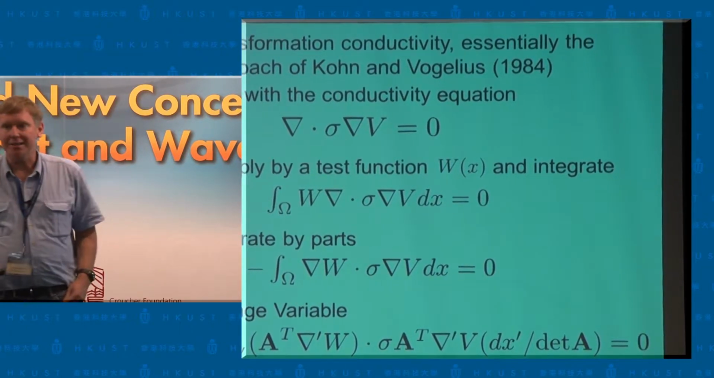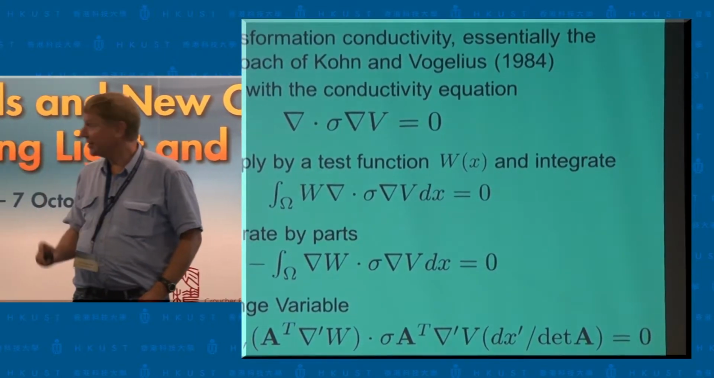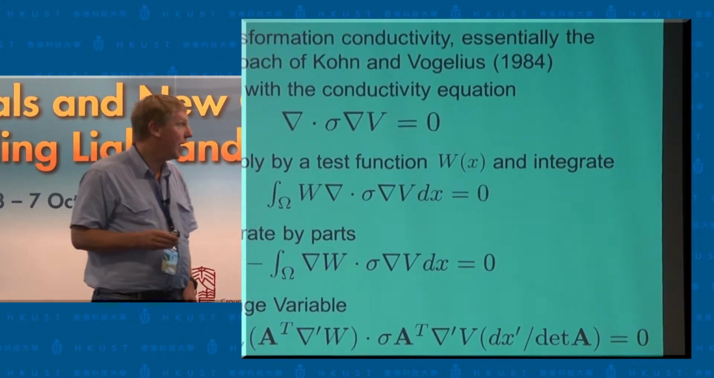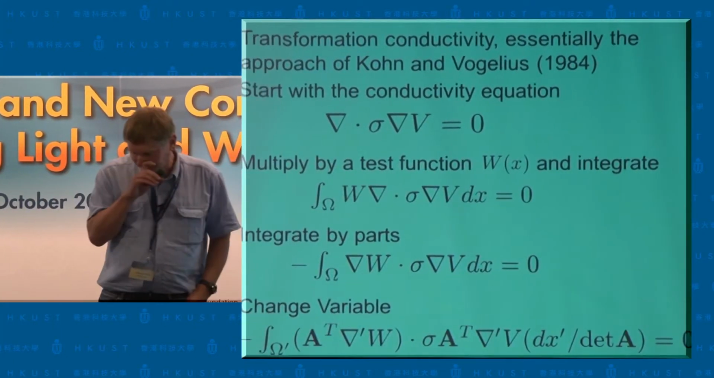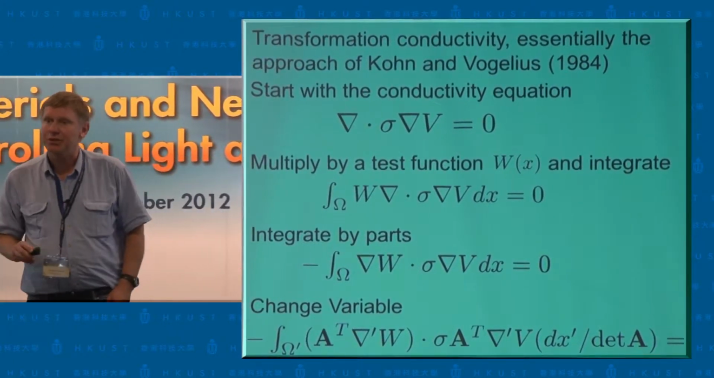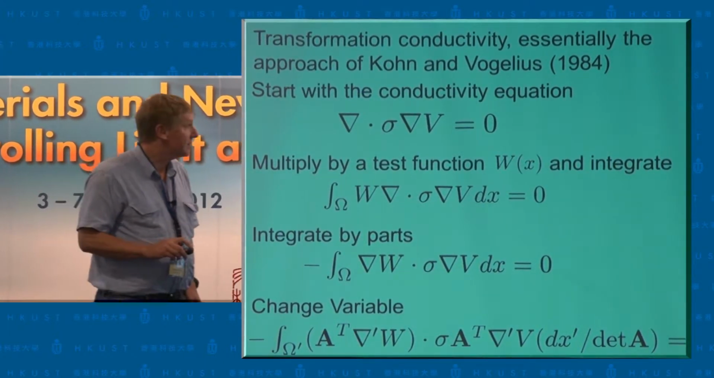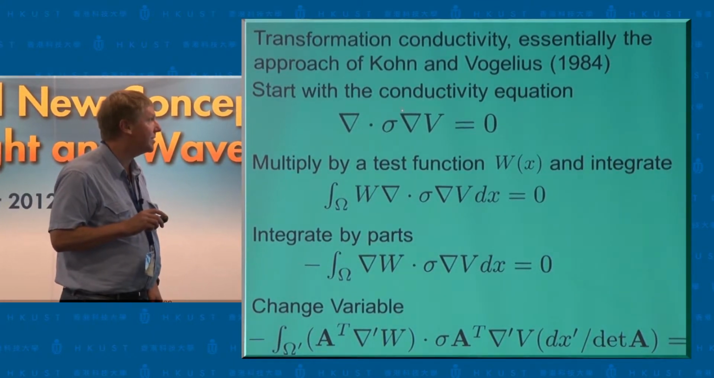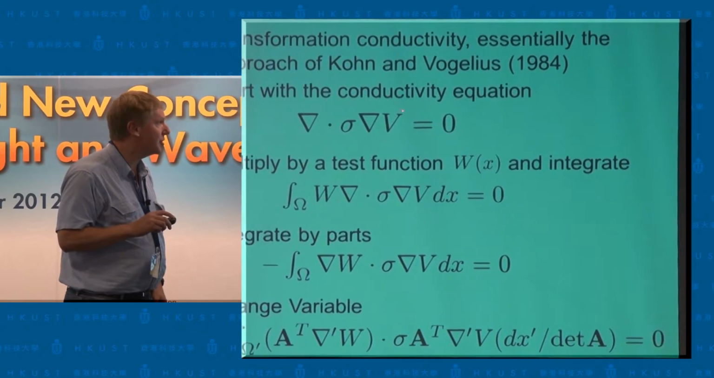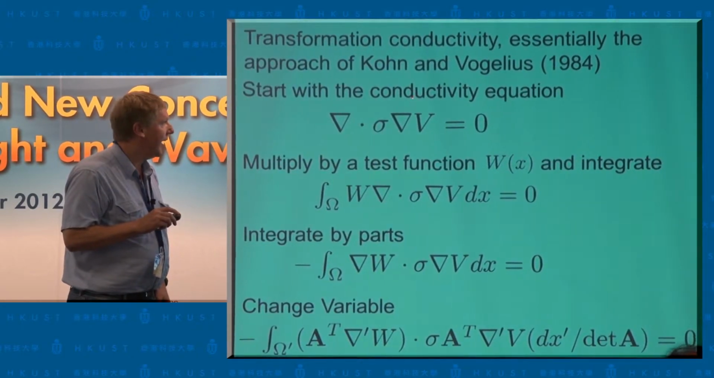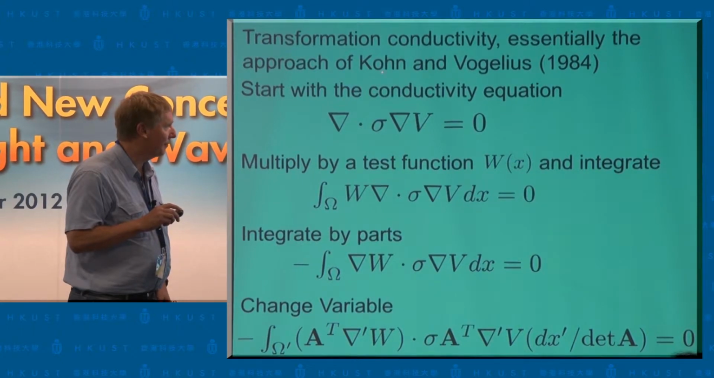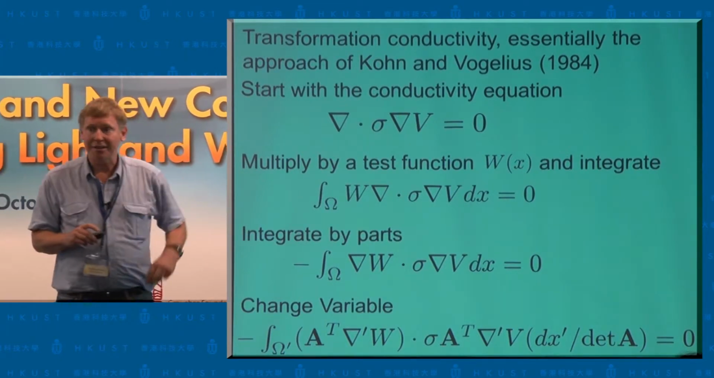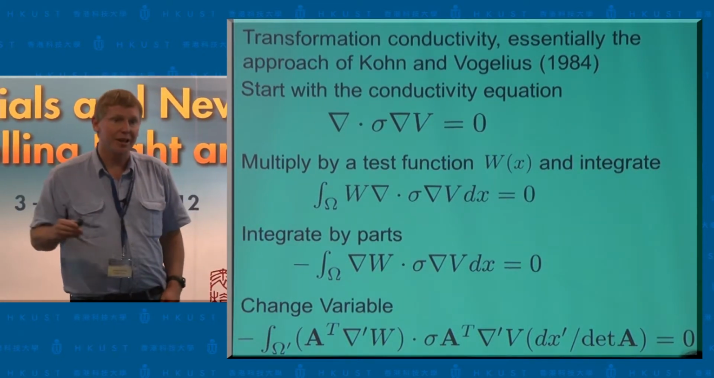First of all, I wanted to point out that transformations are easy to work out. Of course, transformations of equations date back a long while ago, in particular connections with general relativity. But it's rather straightforward to derive transformation optics and transformation elastodynamics. And here I've taken, following the work of Colin and Vogelius, who relied on variational principles, but applied just to the conductivity equation, just as a simple example.